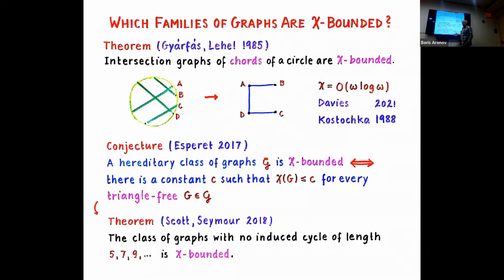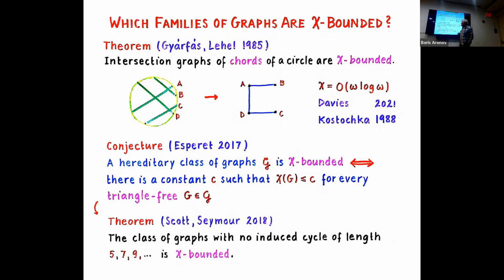which is motivated by the strong perfect graph theorem. It says that if I look at the class of graphs that don't have an induced cycle of odd lengths 5, 7, 9, this is half of the strong perfect graph theorem, because the strong perfect graph theorem talks about graphs which don't contain an induced cycle of this kind and neither do their complements. Then this class is chi-bounded.